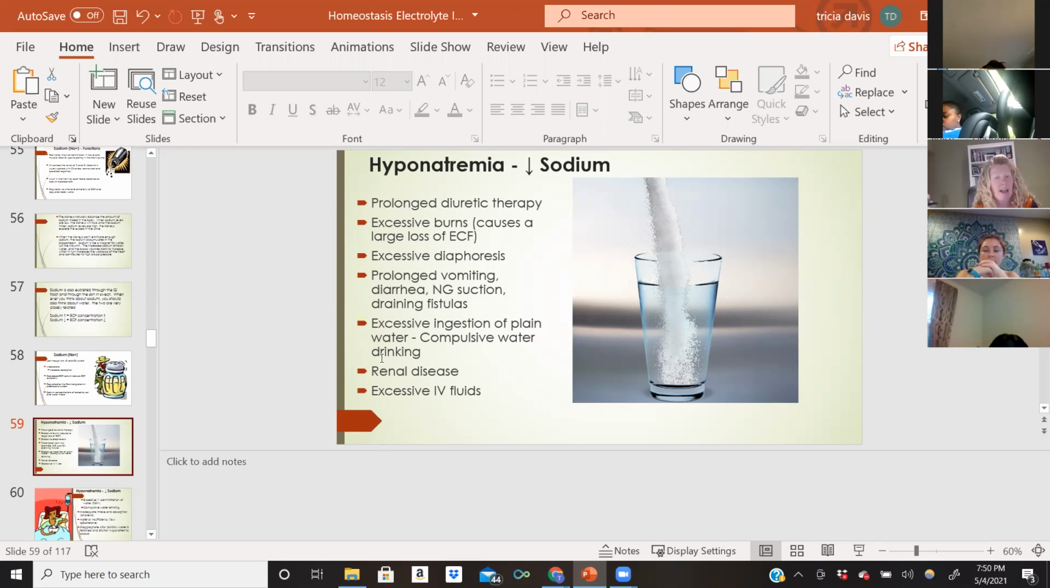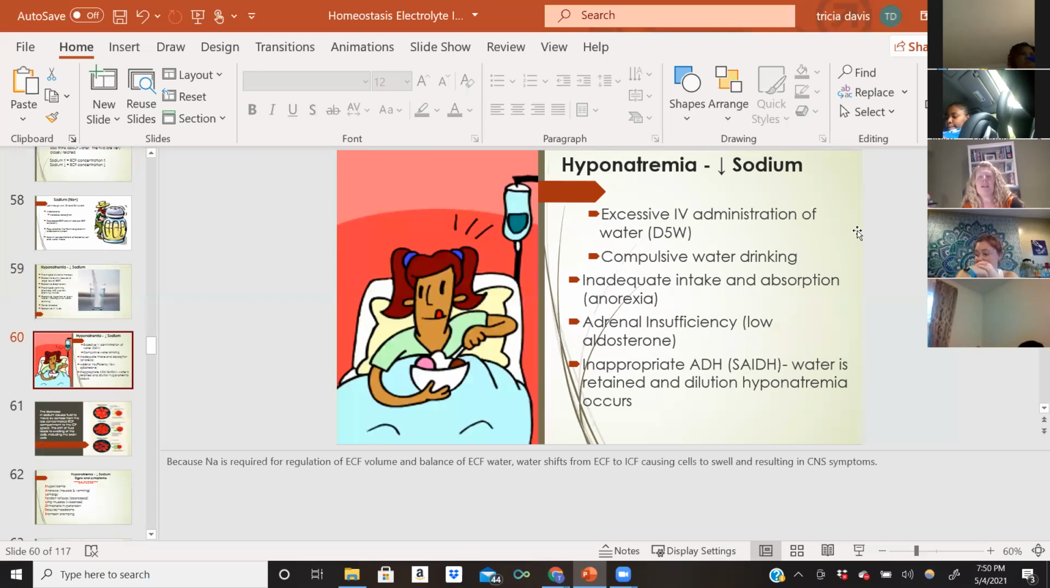If you have renal disease, obviously your kidneys aren't functioning. You can have both issues, hypo and hyper. And then if we give excess IV fluids to our patients, sometimes we don't turn off those fluids. We give them too much, too fast. It can cause hyponatremia. So excessive IV administration of water or D5W, compulsive water drinking, inadequate intake of water and absorption, or adrenal insufficiency, so they have low aldosterone, right? That's going to make sense.